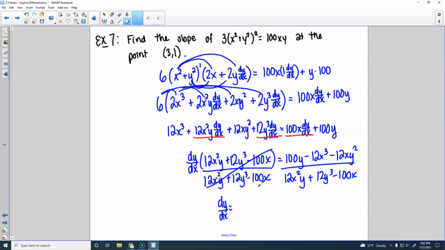112 are divisible by 4. 2 will work, but 4 is bigger. So let's go ahead and just reduce this. So that'd be 25y minus 4x cubed. No, we're dividing by 4. It's going to be 3. All right. 3x cubed minus 3xy squared over 3x squared y plus 3y cubed minus 100. Minus 20. I'm sorry, oh, 25.